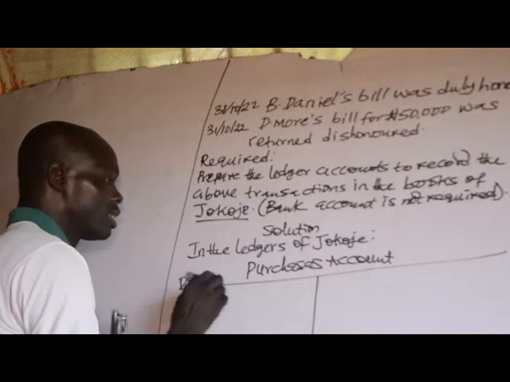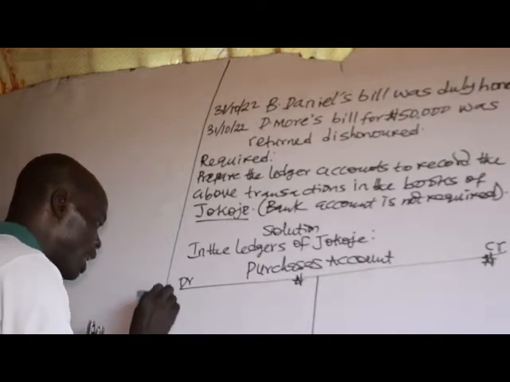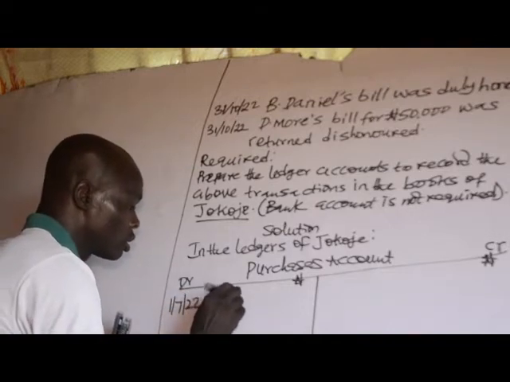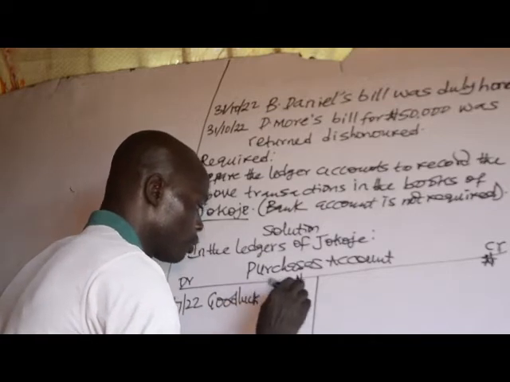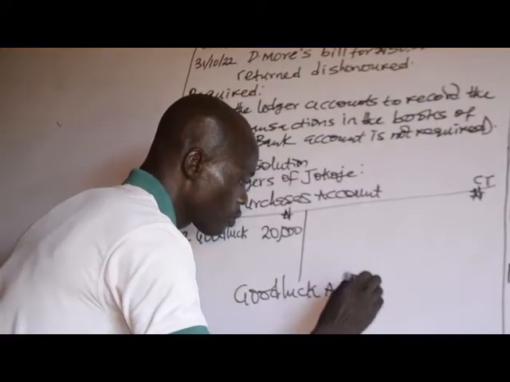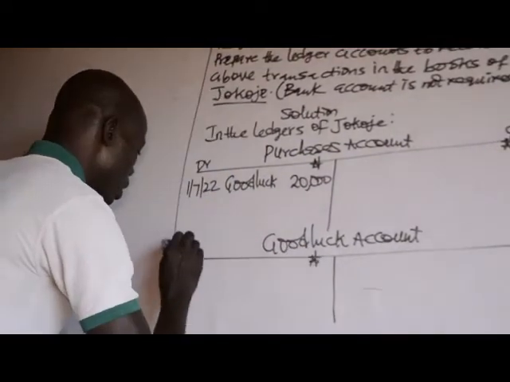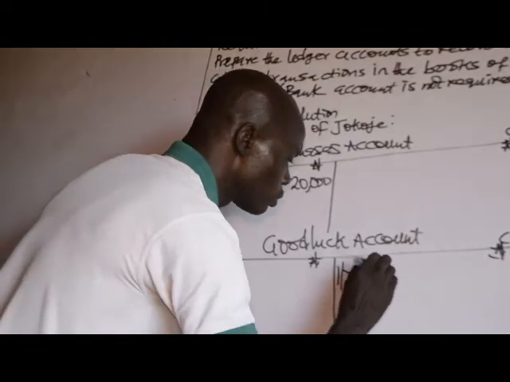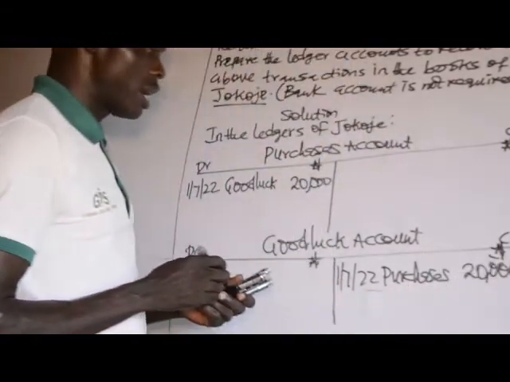You have the debit side and credit side. Purchases is the receiver. 1st of July 2022. Good Luck is the giver, so we credit Good Luck. The amount involved is 20,000 naira. So we now credit Good Luck account. Debit side and credit side. We have 1st of July 2022. We are crediting Good Luck account with the amount of 20,000 naira.